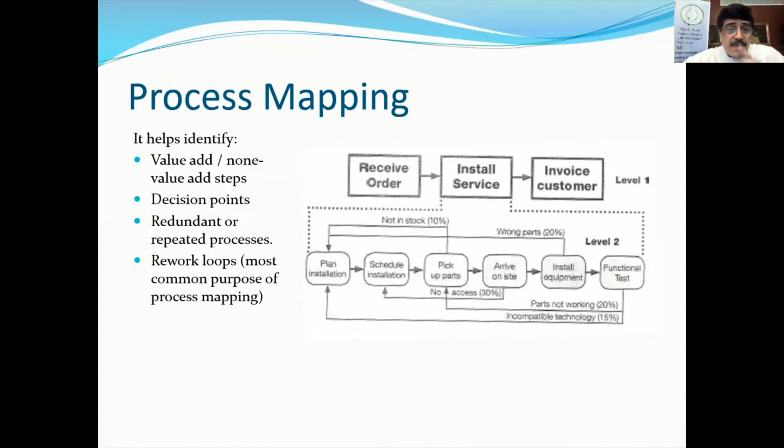So the three things that we talked about: the process map basically helps you identify value add and non-value add steps. Like all of these are non-value add steps. Going back is not a value adding step. Decision points, what do I need to do? Rework loops, redundant or repeated processes. So all of this, just by doing a process map, you can see the whole procedure from the beginning to the end, and looking at it, you can see where you could improve. Just fixing these things can improve your process a lot.